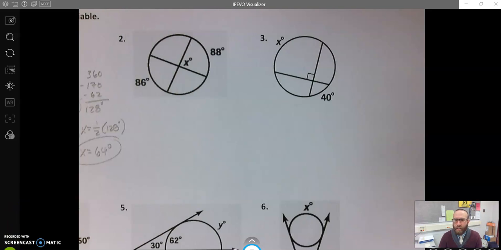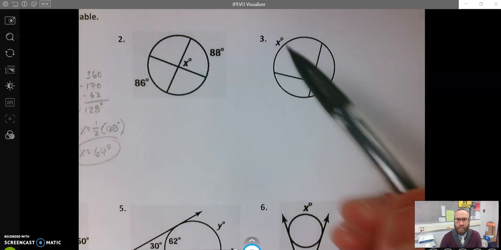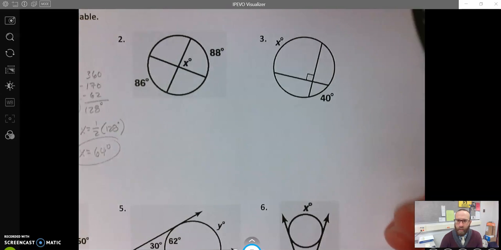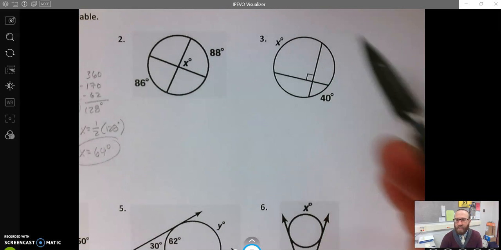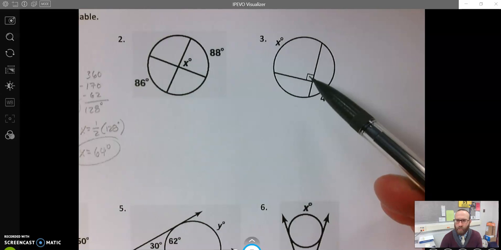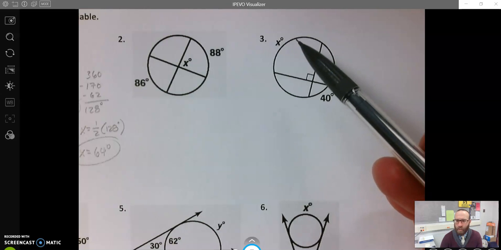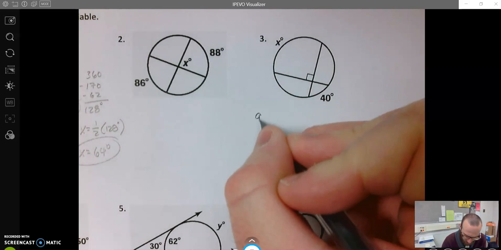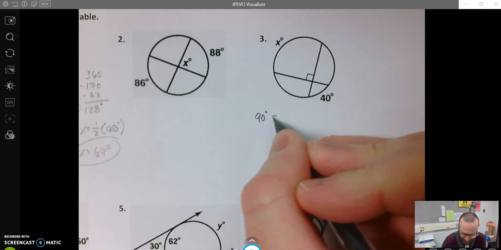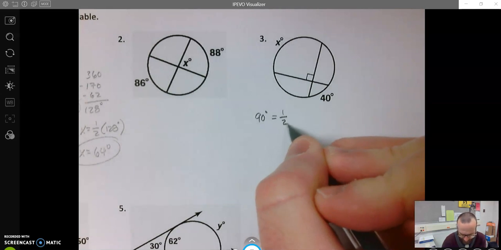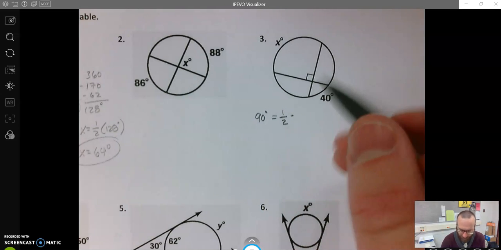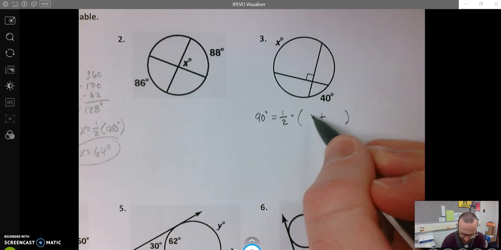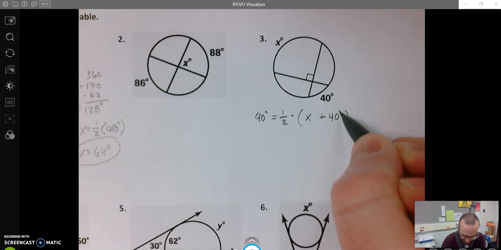I also wanted to show you number 3 here, and the reason I wanted to bring up number 3 is just because sometimes it throws people off when the x is on the arc and not in the angle. But I really want to stress to you that the statement, the interior angle is half of the sum of the intercepted arcs, we can just translate that. The interior angle, well, that's 90 degrees, is equal to half of becomes multiply. The sum, well, that's addition, of the intercepted arcs. Well, that's x and 40.